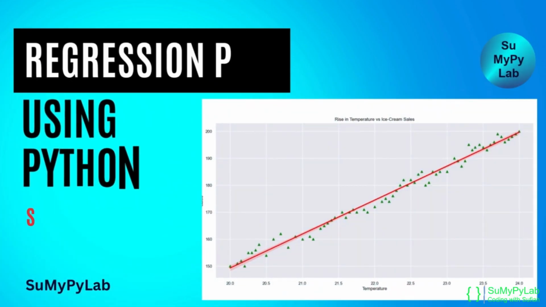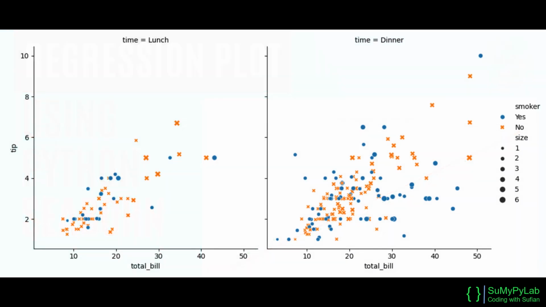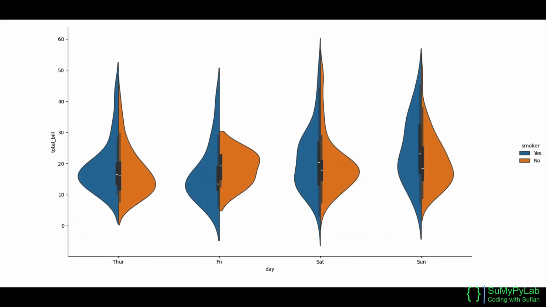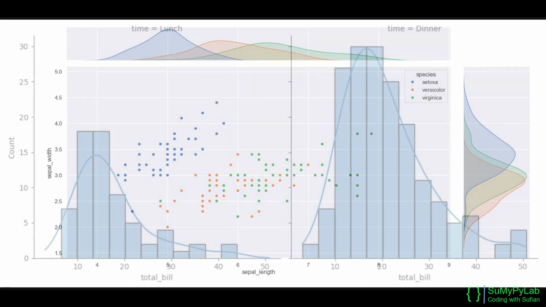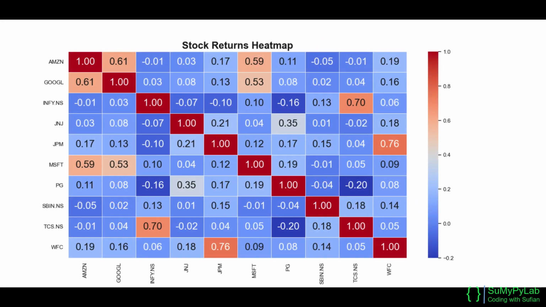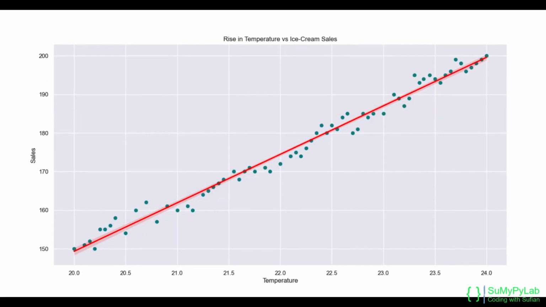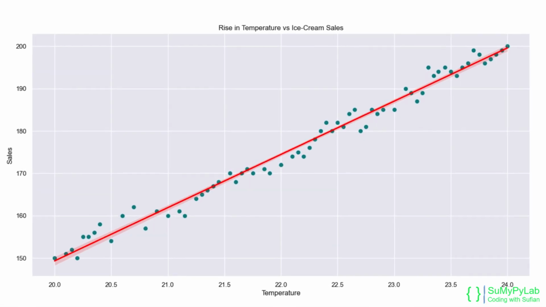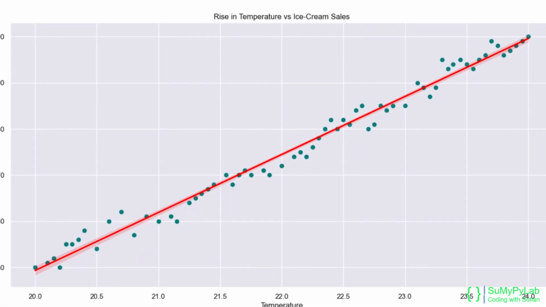Regression plot in Python using Seaborn. In our earlier lessons, we have learned to plot various types of charts such as scatter plot, line plot, pair plot, joint plot, heat map, etc. In this lesson, we will learn various ways of plotting regression lines using Python Seaborn.